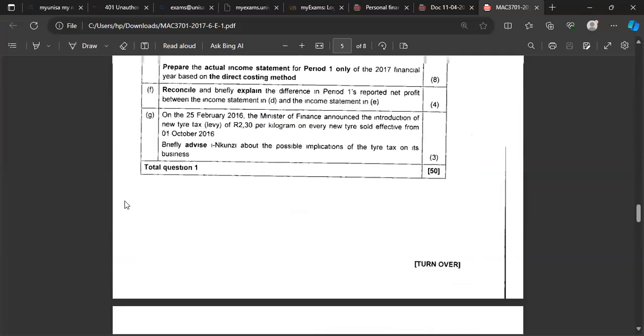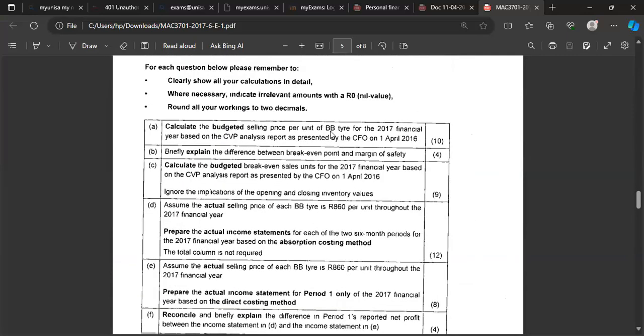On the next one now: briefly explain the difference between break-even point and margin of safety. When you get a question like this and you simply don't know the answer, then just put down the formula and you can put even a weak explanation, but you can still get 2 or 3 marks for the formula.